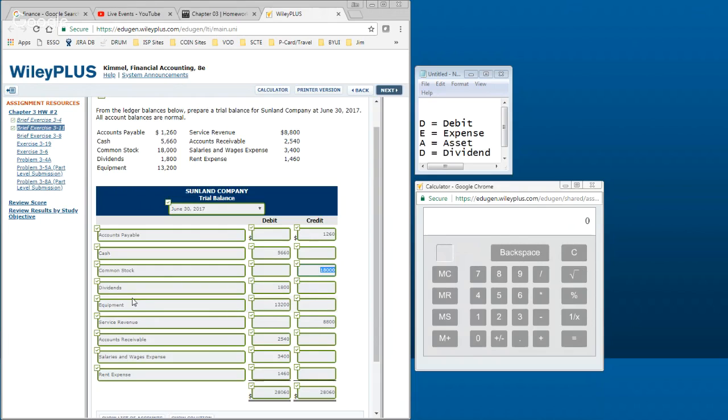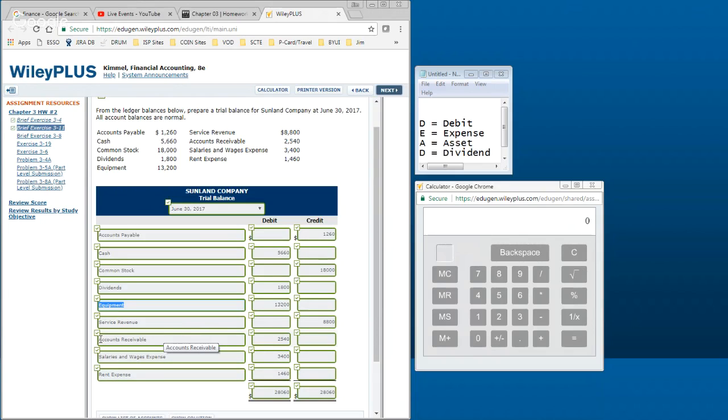Next, we have dividends. Dividends are in the debit column. Remember the acronym DEAD, and so dividends will be under debit, $1,800. Equipment, that is an asset, and so that will be placed in the debit column, $1,200. Service revenue, we would think it's an asset, but really it's in the credit area, as it deals with the equity side of our balance, and so it will be under the credit area on our form.